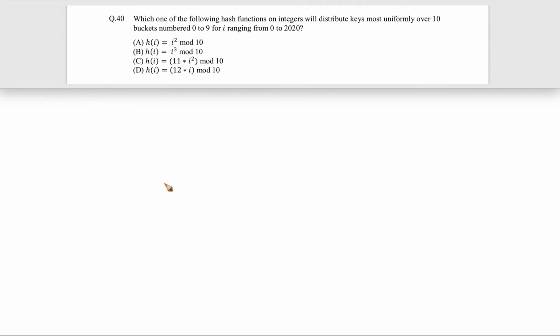Now let's see this question. This question came in GATE 2015 for 2 marks. The question is, which one of the following hash functions on integers will distribute keys most uniformly over 10 buckets? So there are 10 buckets, numbered 0, 1, 2, and so on till 9. So there are 10 such buckets.